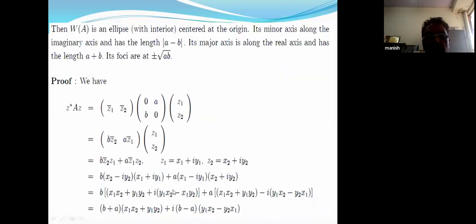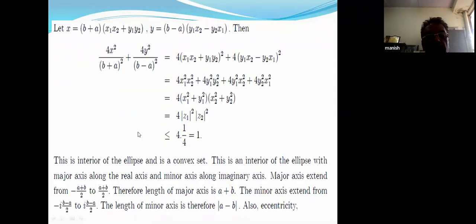In the next theorem, we calculate Z star A Z, again using the same arithmetic. We have this complex number equal to B plus A, then this term, plus iota times this. So the real part is B plus A times x1 x2 plus y1 y2. Y is equal to this. Now we calculate this part: 4x square over B plus A whole square, plus 4y square over B minus A whole square. This comes out to be always mod Z1 square times mod Z2 square.